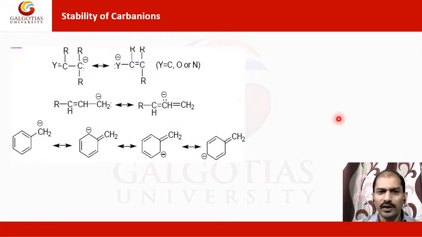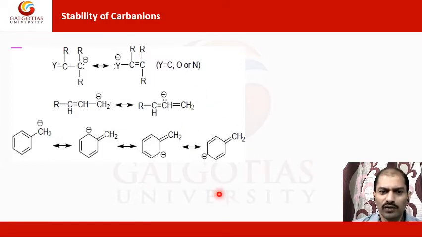Stability, as we said, can also come from conjugation of the unshared pair of electrons with an unsaturated bond. If they are in a conjugation mode, like here where conjugation is possible, they can also stabilize the carbanion. Similarly, here a number of conjugating structures are possible, so in that case the carbanion will be more stable.